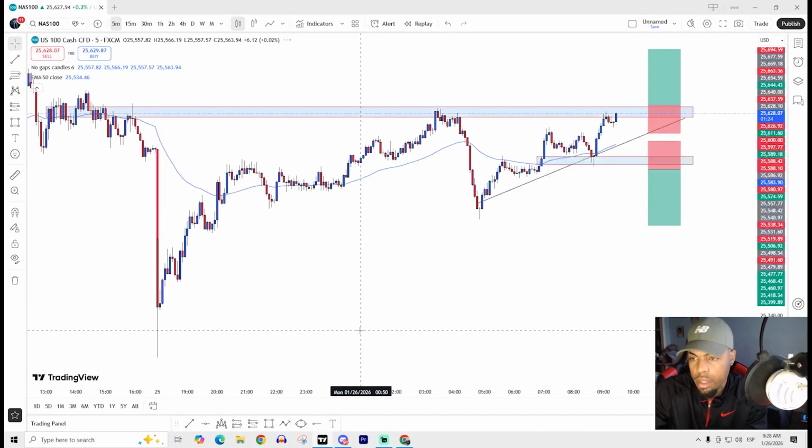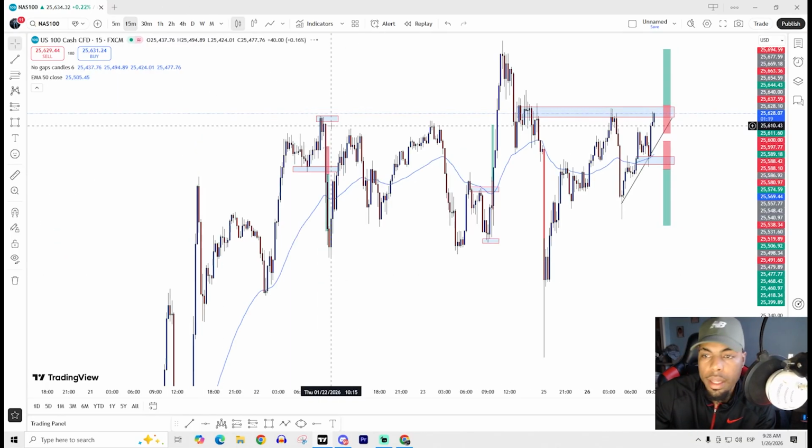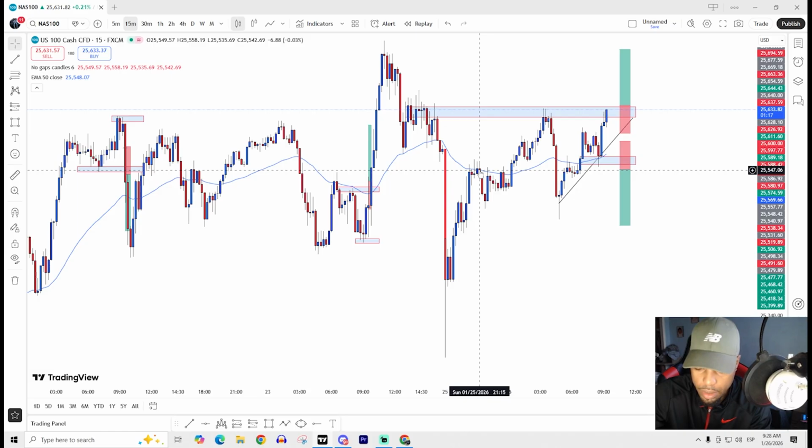Now, I do got to mark this in the next 2 minutes for NAS 100 on my phone, just so I can have it marked out. And it's actually pushing above that zone right now, which I'm not a huge fan of.